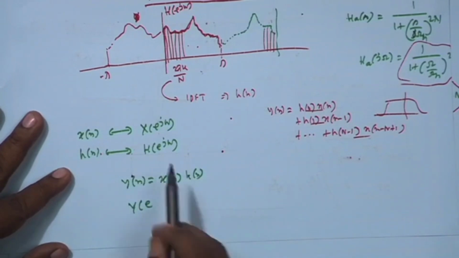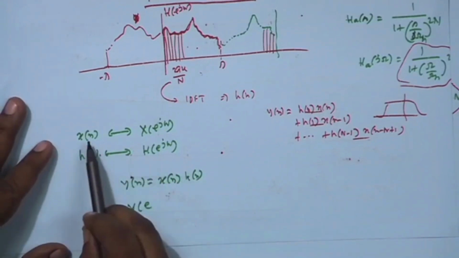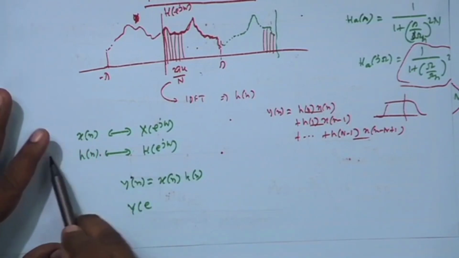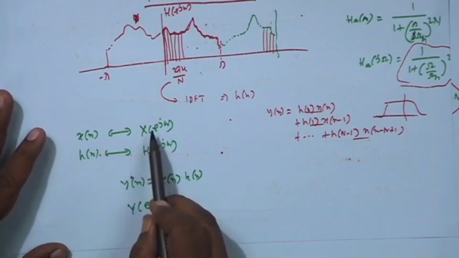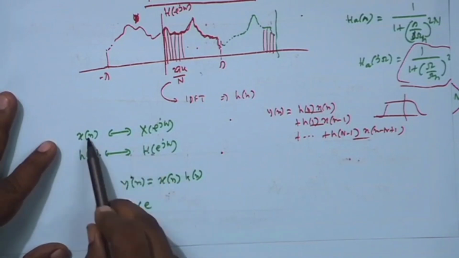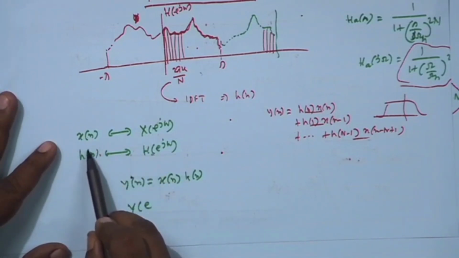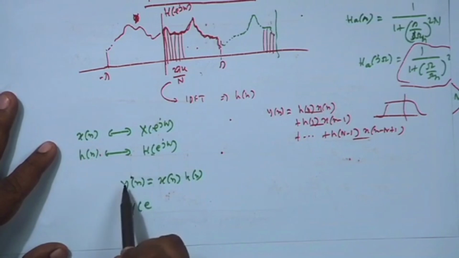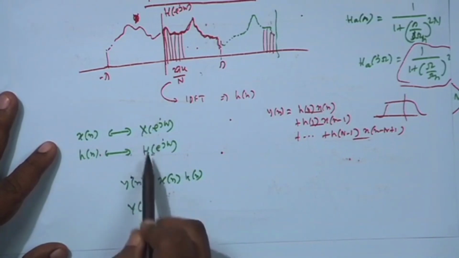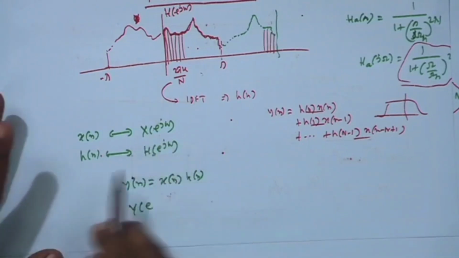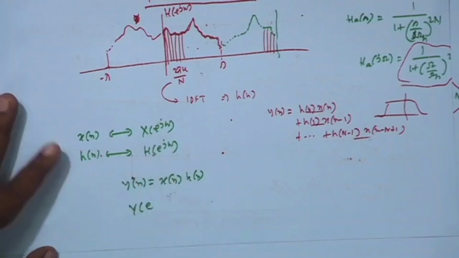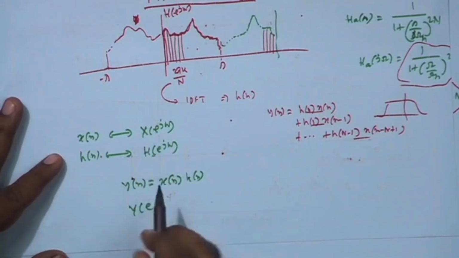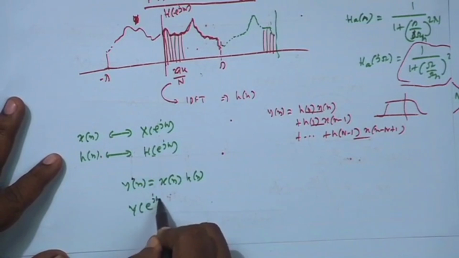It will not be a product. As I told you, if x[n] and h[n] are convolved and you call it y[n], the DTFT of y[n] will be the product of these two DTFTs. But if they are multiplied, then the DTFT of y[n] will not be the product of the two DTFTs. In fact, we will see that it will be a convolution in the frequency domain between these two DTFTs, okay, not product, convolution. So, we can work it out.